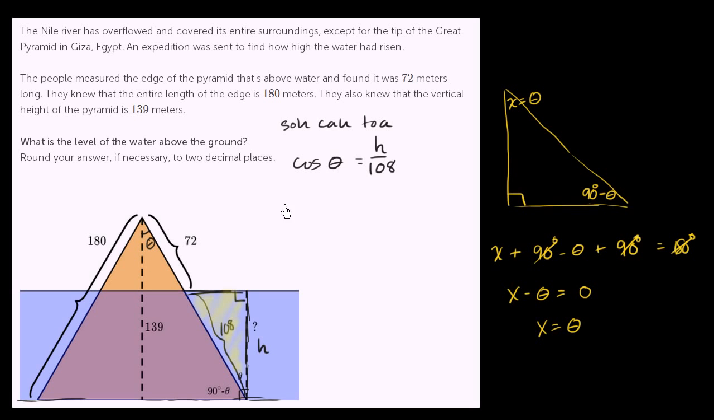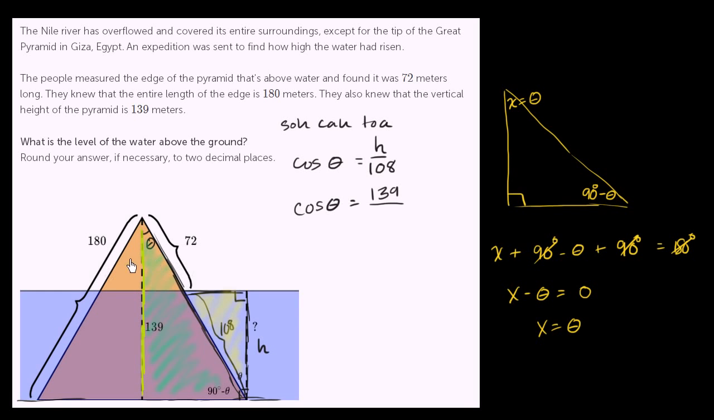So if we look at this theta, what is the cosine of theta? And now we're looking at a different right triangle, this entire right triangle. Based on that entire right triangle, what is cosine of theta? Well, cosine of theta, once again, is equal to adjacent over hypotenuse. The adjacent length is this length right over here. We already know that's 139 meters. And what's the length of the hypotenuse? Well, the hypotenuse is this length right over here. It's 72 plus 108, or we already have it labeled here, it's 180.